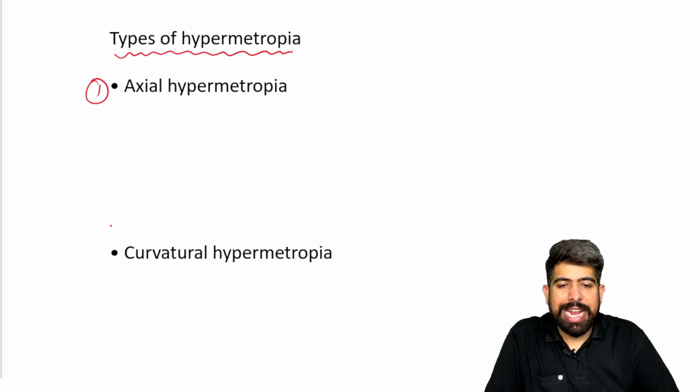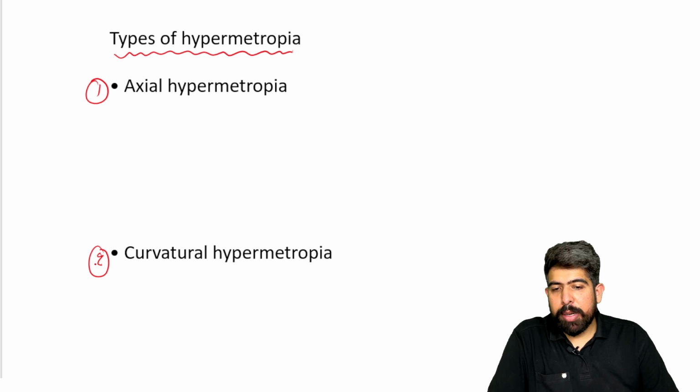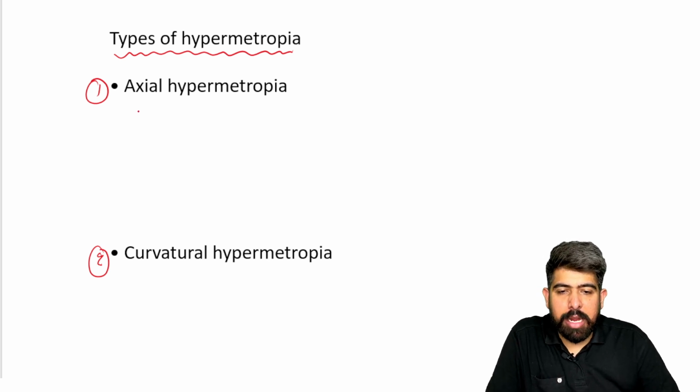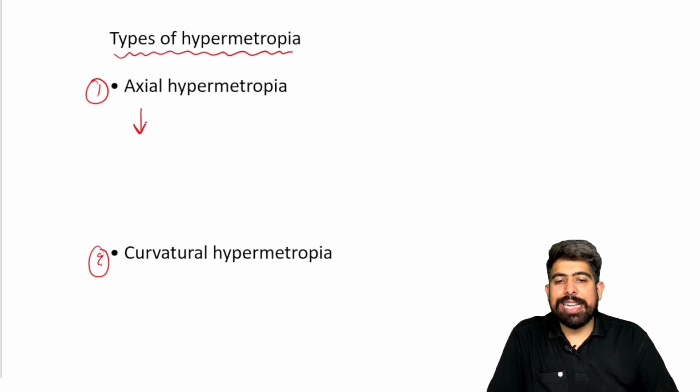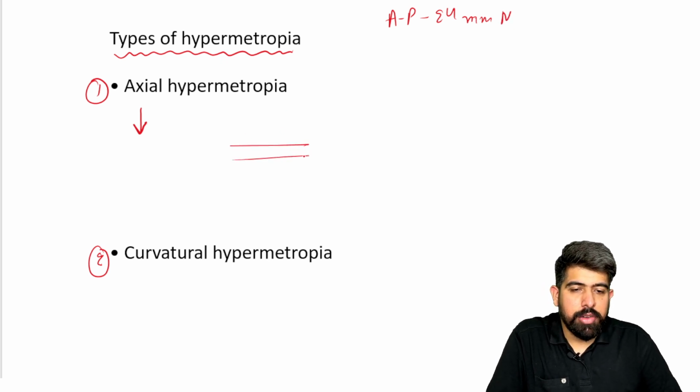The first one is axial hypermetropia. The second one is curvatural hypermetropia. Just remember with axial hypermetropia, we talked about the axial length. What was your axial length, which is your antero-posterior length? It was 24 mm normally, right? If I draw a diagram here, so you can understand, these are the rays which are passing here. This is your cornea, and after the cornea, this will be your eye.